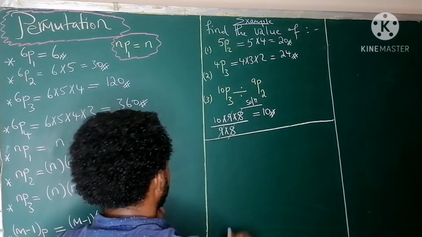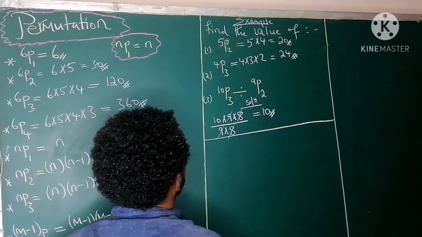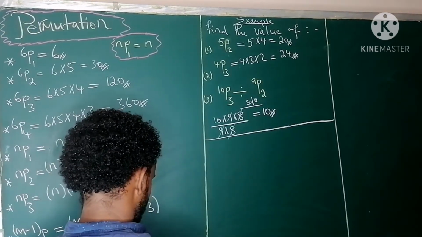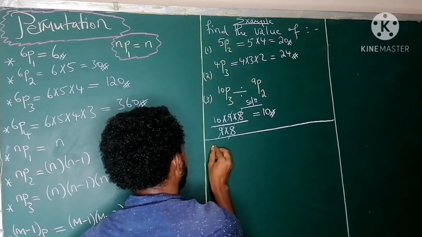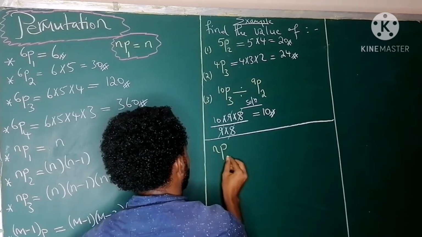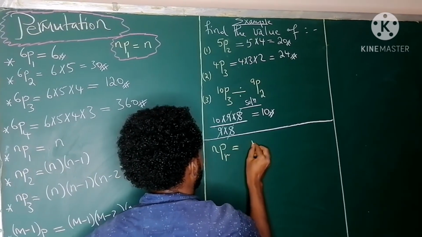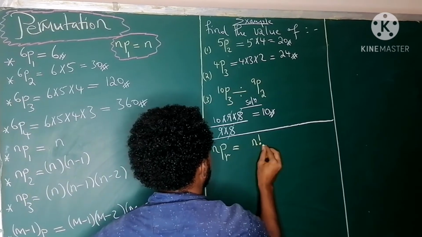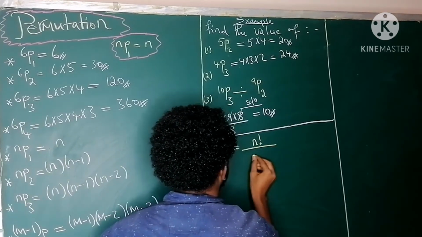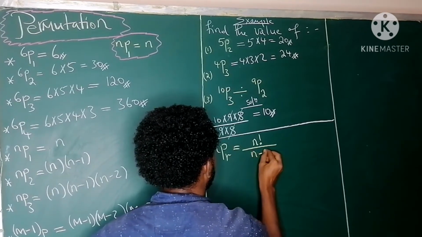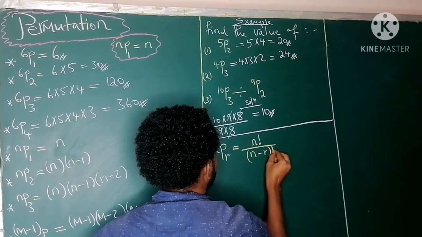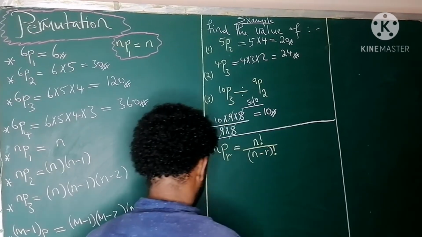Now this part can be calculated using the permutation formula. What is the permutation formula? It is nPr equals n factorial divided by (n minus r) factorial. So this is the permutation formula.